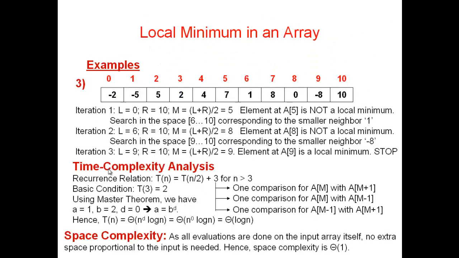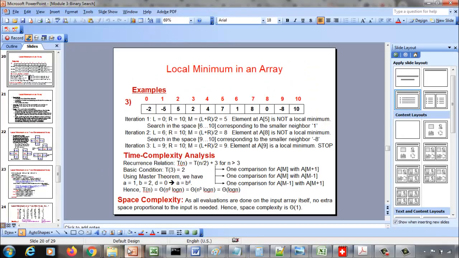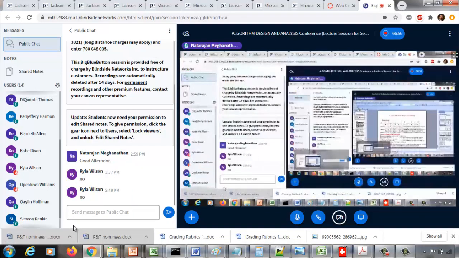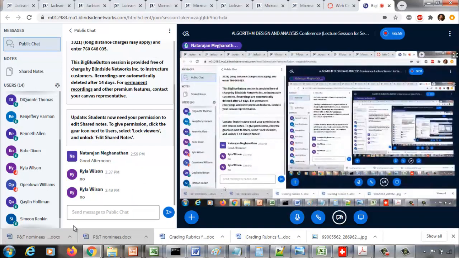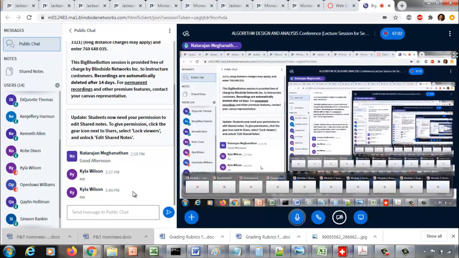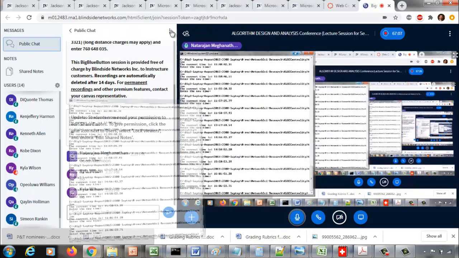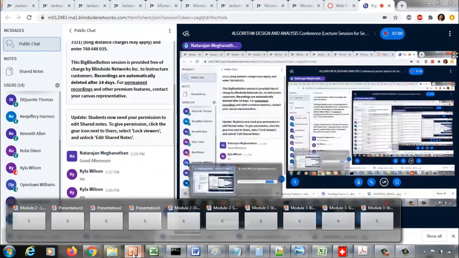Right, so any question on the logic of this algorithm for this problem? Okay, so let us now do the time complexity analysis and then we'll move on.